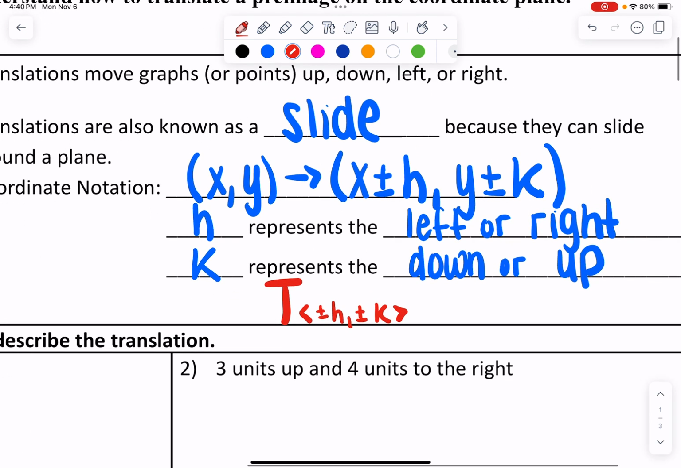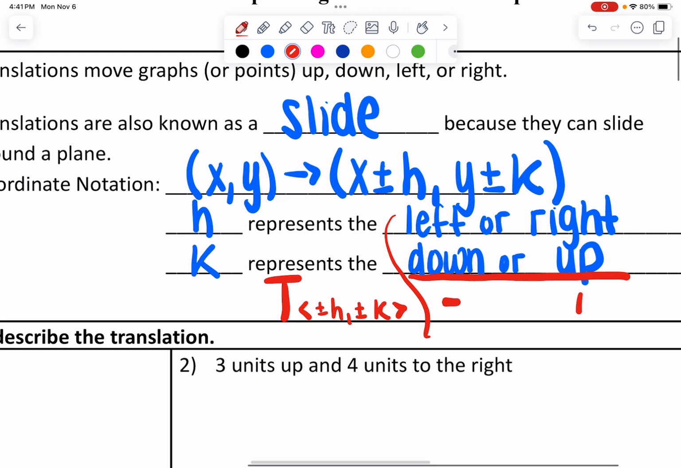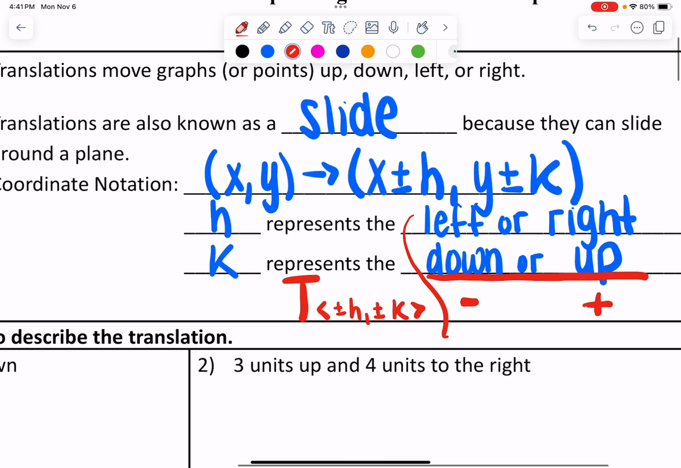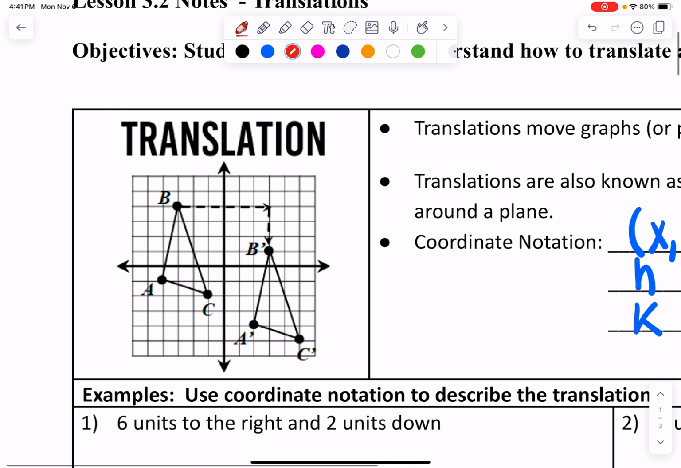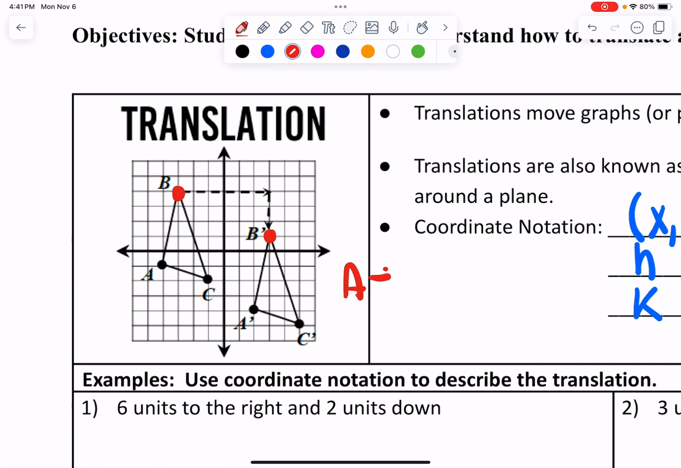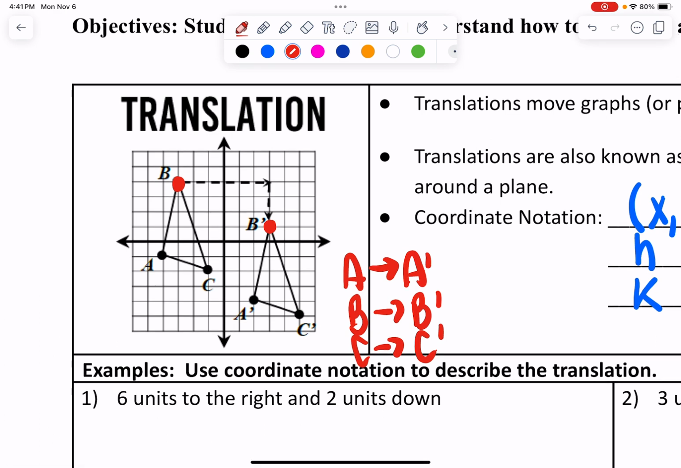When you're moving left or down, that means you are subtracting. If you're moving up or right, that means you're adding. So we either go in the positive or negative direction based upon what I have. Let's look at the graph on the left: you're always going from the letters to the primes. You never go the opposite way. So it's always from A to A prime, B to B prime, and C to C prime. You're going to move it the same distance, so it should be the exact same size.